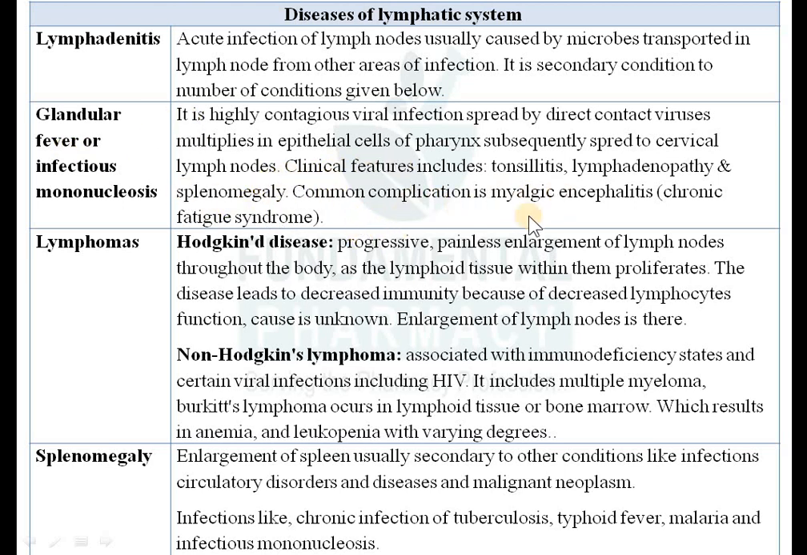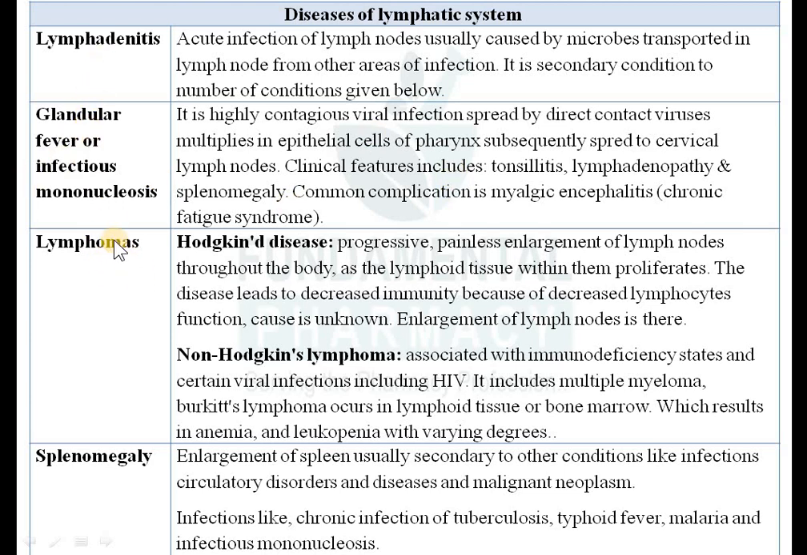Then a common complication is myalgic encephalitis. A viral infection of the brain is known as encephalitis. Myalgic means muscle, जो होता है muscle का infection. Myalgic encephalitis is also known as chronic fatigue. So it is not much important for GPAT, but still आपको एक just मालूम होना चाहिए इसलिए.